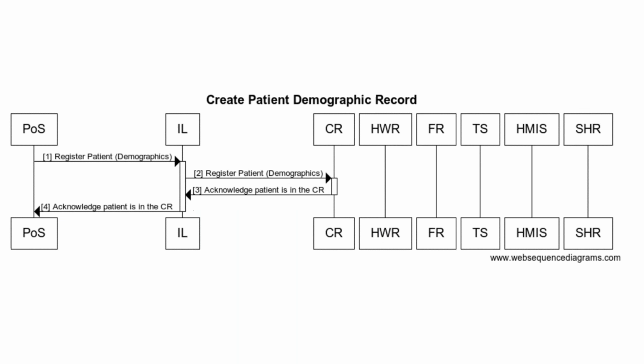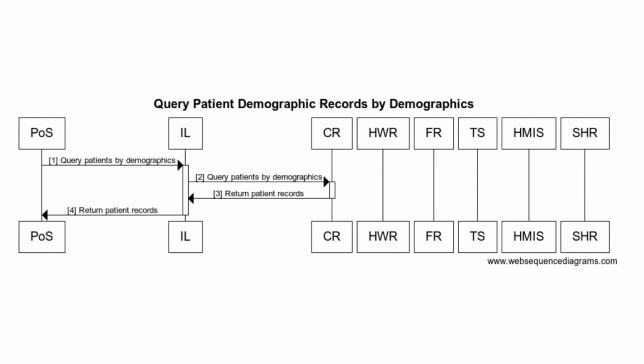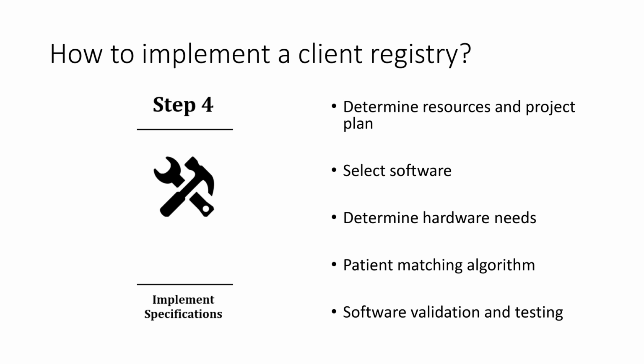Another would be the query patient demographic records, by identifier and by demographic. It's almost the same. It's just that your query string will be an identifier, and the other one would be the demographics data. And then the last workflow, updating the patient demographic record. You just push the update from the POS, passing through the interoperability layer, and then through the client registry, and of course another acknowledgement should be sent back to the POS once the update is made. Okay, so moving on.